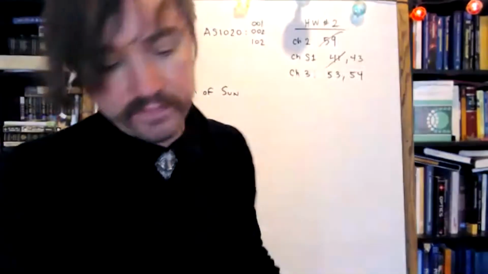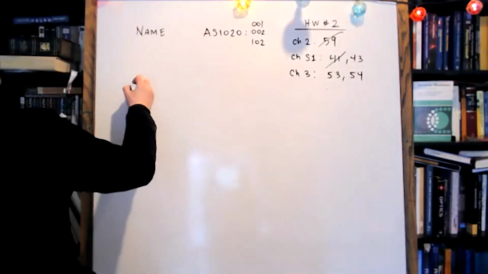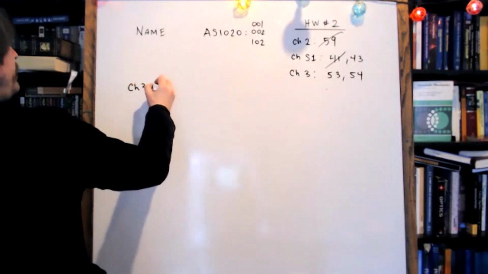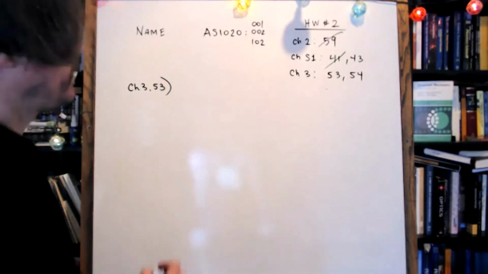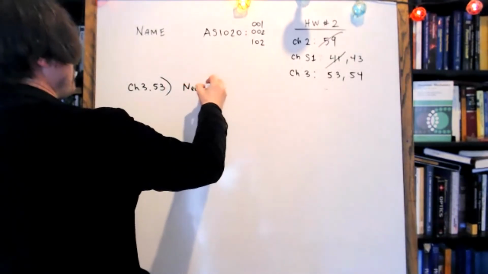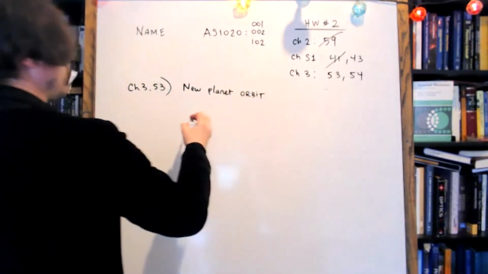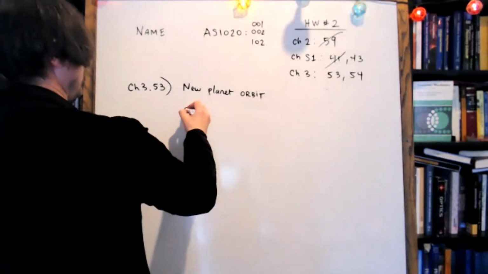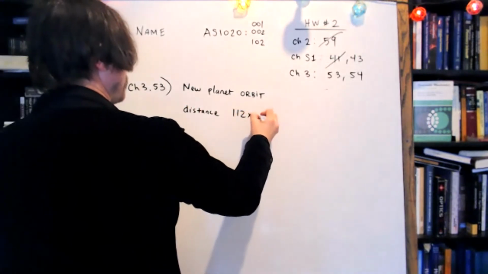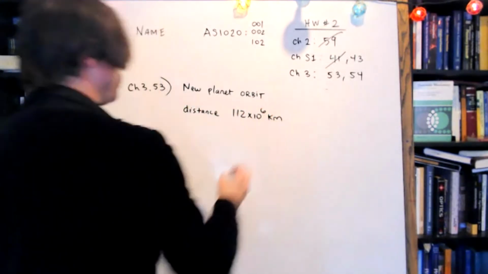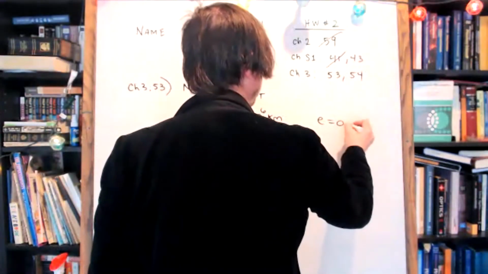Okay. All right. Chapter 3, number 53. Is it the new planet orbit? Is that the correct one? Yep. Okay, great. A newly discovered planet orbits a distant star with the same mass as the sun at an average distance of 112 million kilometers. Its orbital eccentricity is 0.3. Find the planet's orbital period and its nearest and farthest orbital distance from the star.